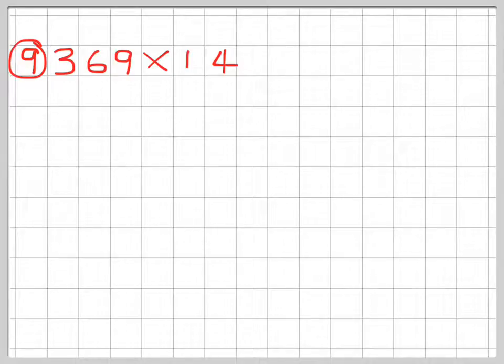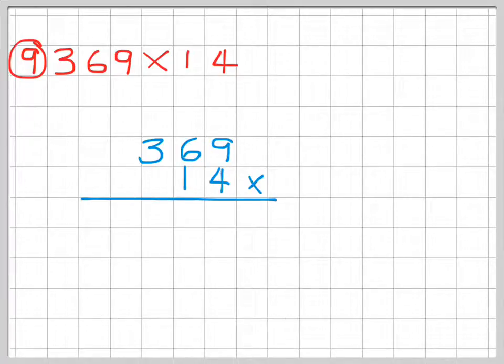Now the way we do this depends upon which school you go to. If you go to a school that isn't Sir Robert Jeffreys in Landrake, this is going to be the best method for you. 369 times 14. Okay, here we go. One line, not two. So first we're going to times the whole of the top number by the 4.